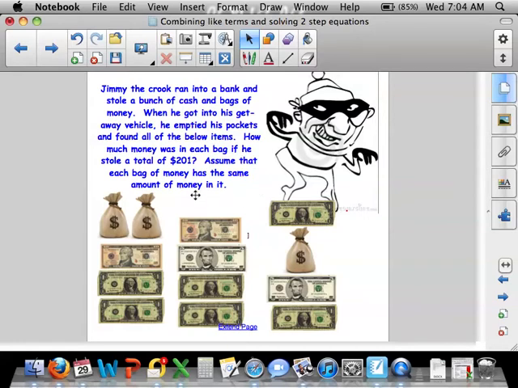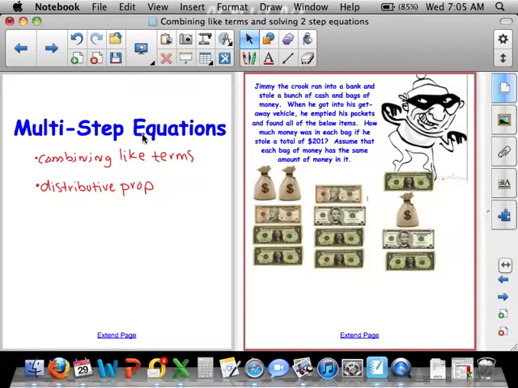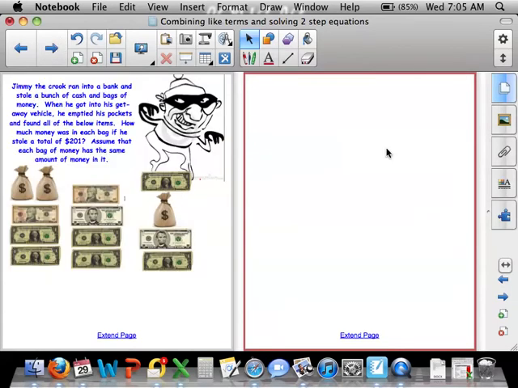I want you to pause the video in order to create an equation to solve for the amount of money in each bag of money. You can pause it now. Okay, so y'all, what you probably did is you probably combined these two bags of money and that one bag of money in order to create three bags of money, and you also combined all this cash together. Well, I'm going to step it through a little bit slower than that. I'm going to do it one step at a time.